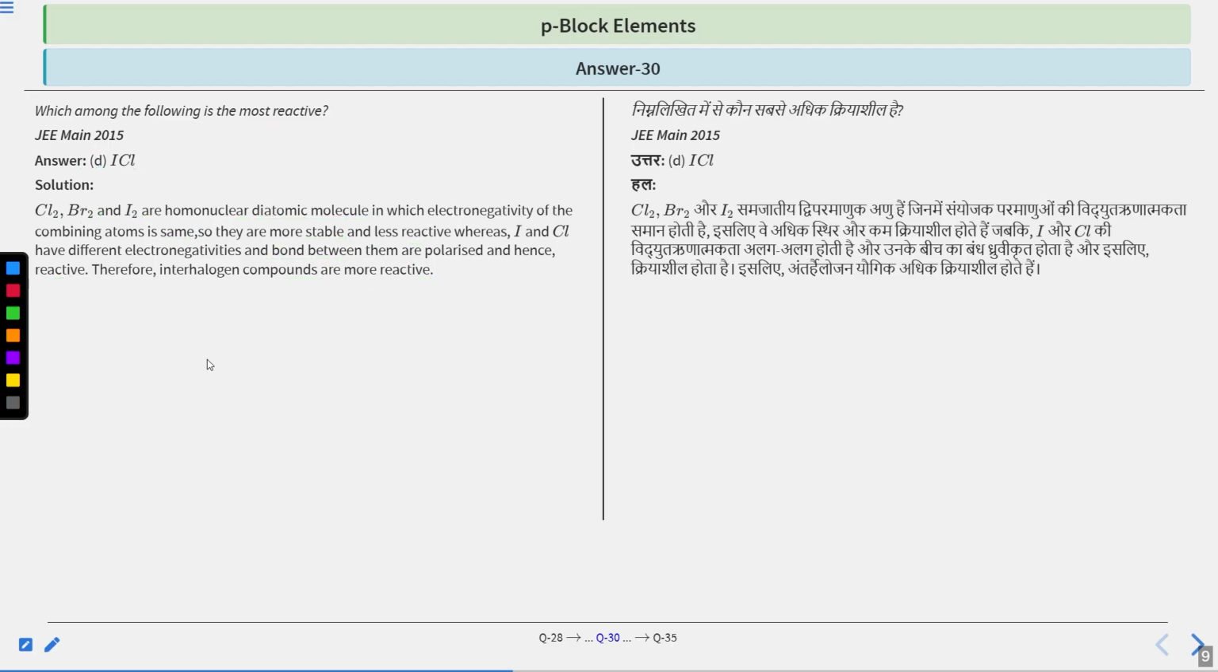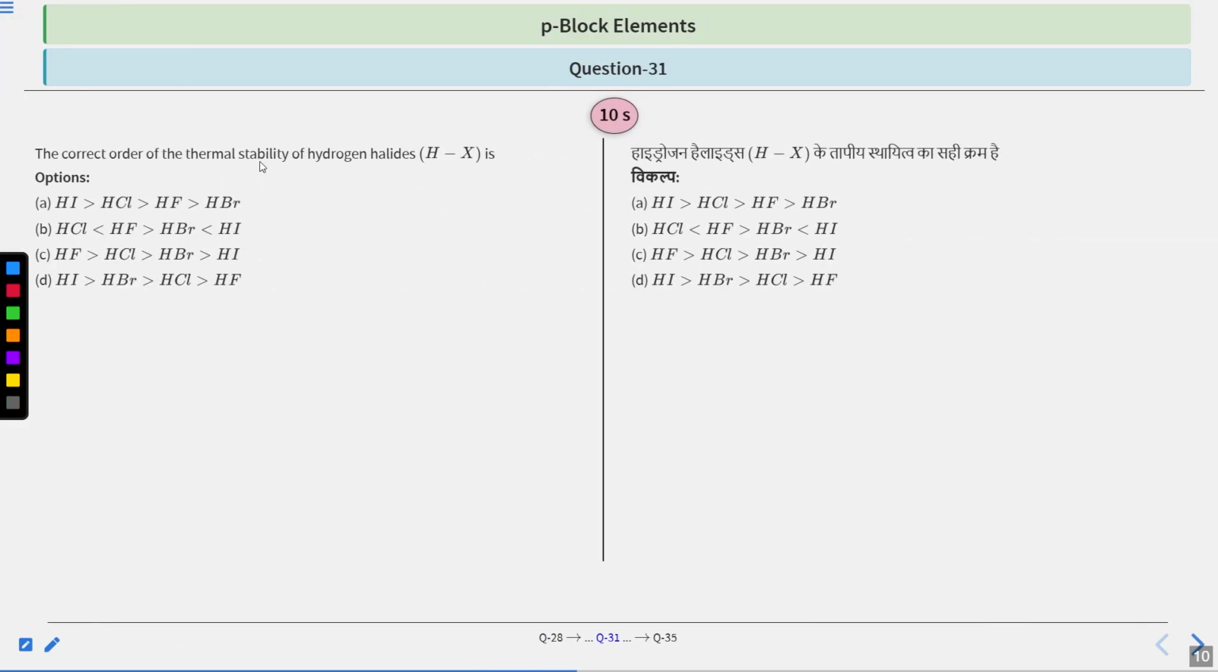Okay, let's move to the next question. Question number 31. The correct order of thermal stability of hydrogen halides is, we have been given some HX molecules, the hydrides of halogens. We have to tell which is the correct order from the options, which is the correct order of thermal stability of hydrogen halides.